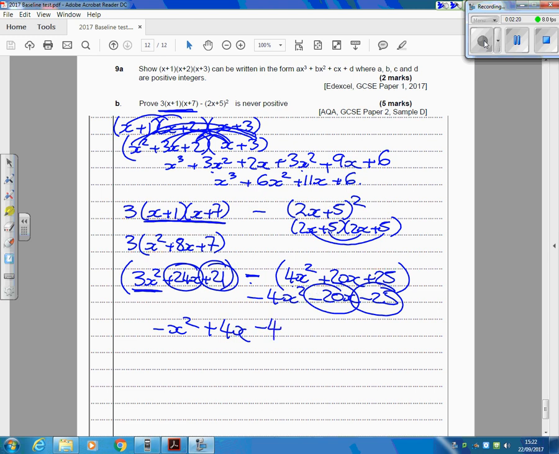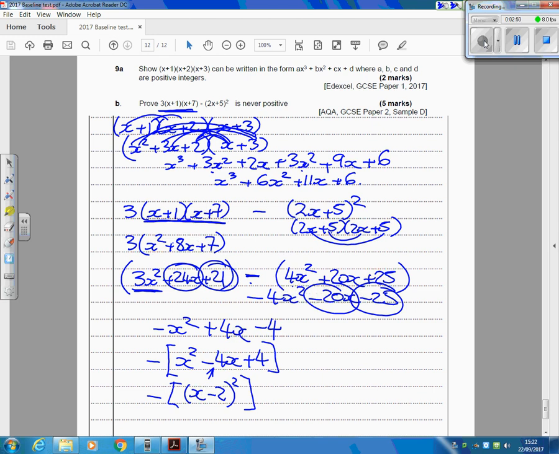And where you went from there was different for different people. This is the way, the one that I saw people doing being the most correct. They took out a factor of negative 1, and they changed it into this. They then noticed that this was x minus 2 all squared. The x minus 2 all squared gives that there. And that was getting 4 marks.